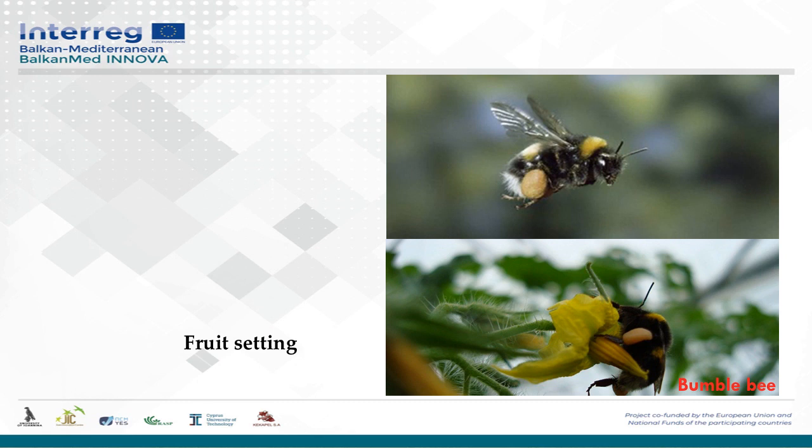And you can easily identify whether the tomato flower is visited by a bumblebee or not, because they make sticks into the pollen tubes, and so it is easily identifiable.